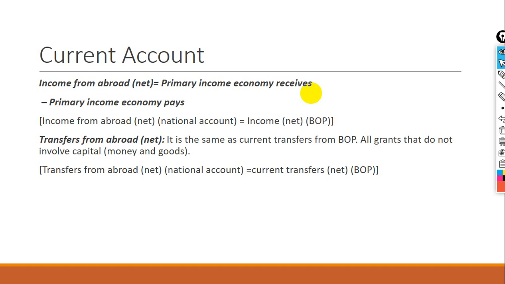And finally, transfers from abroad, such as grants from another country, such as remittances. It's also net, which means that you subtract amount paid from amount received. It also can be found in national account and balance of payments.